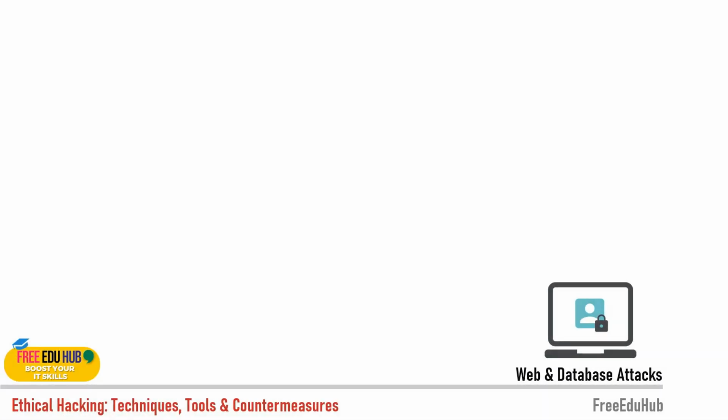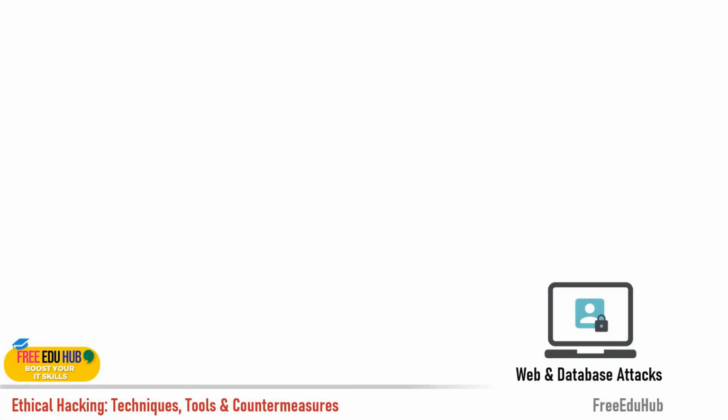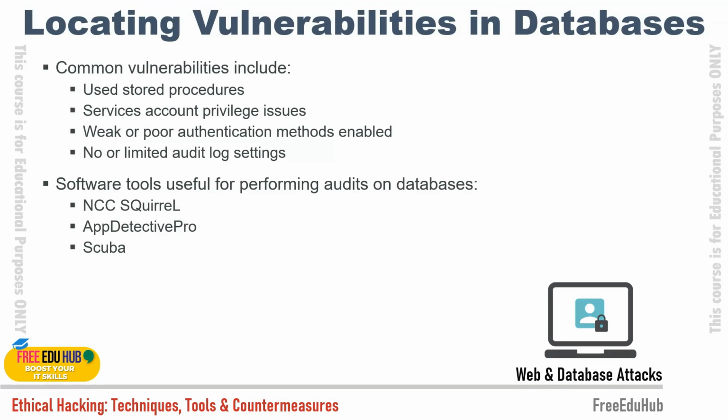Now we have database server password cracking. For that, we have different tools. SQLPing, Cain and Abel, and dictionary-based cracking methods are used in order to crack the passwords of the databases. After that, we look at locating the vulnerabilities in the database. Every database is prone to its own type of vulnerabilities, but some common ones can be exploited using the right tools. These vulnerabilities include, for example, unsafe stored procedures, service account privilege issues, weak or poor authentication methods enabled, or no or limited auditing logs, etc.